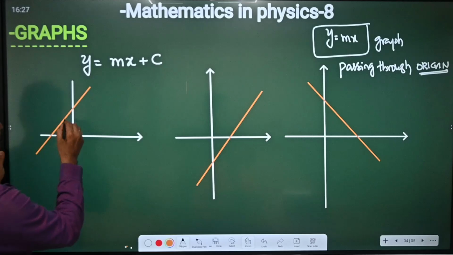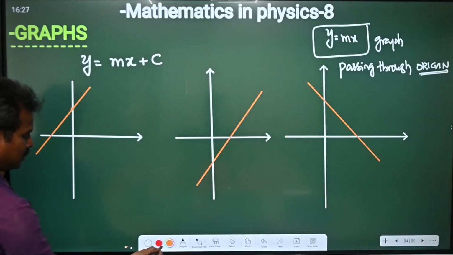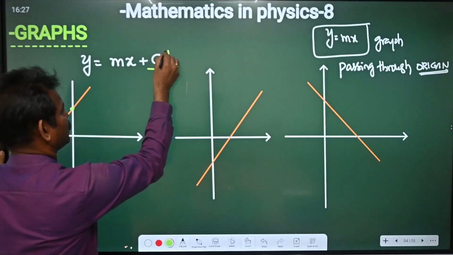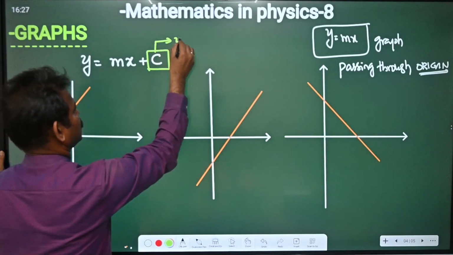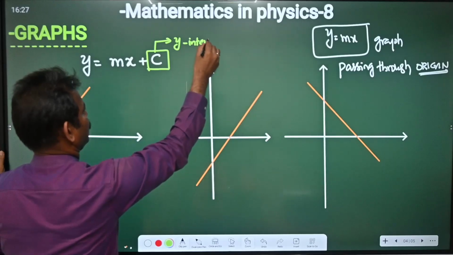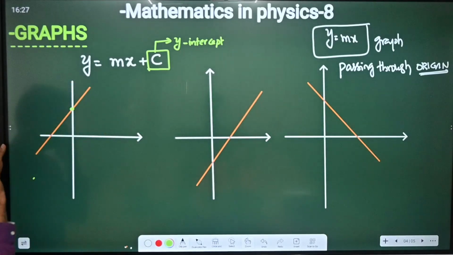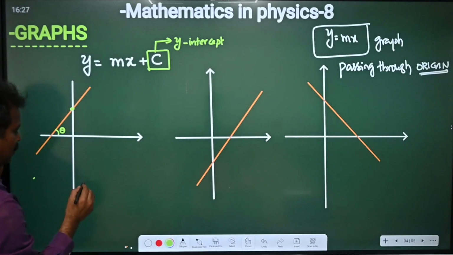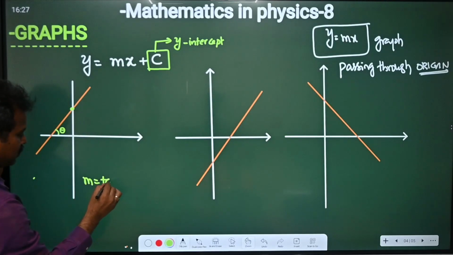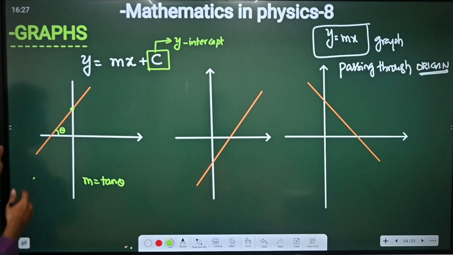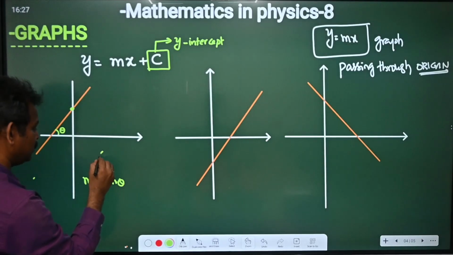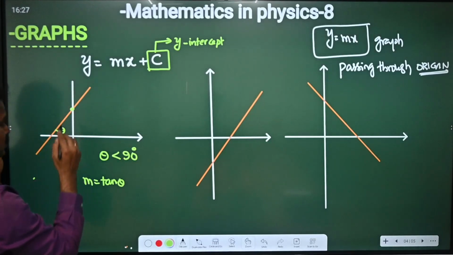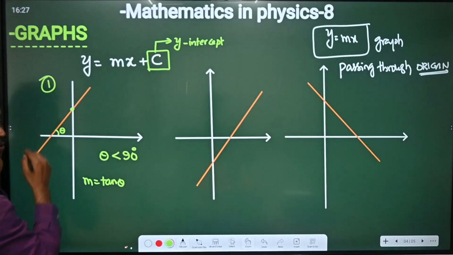The first one, this point is called the intercepting point. So this is the y-intercept. Here the constant is the y-intercept. And what about the slope of this one? We can find out the slope here. This is theta and the slope of this one is tan theta. And by looking at this graph, we can say that theta is less than 90 degrees. So I will take this as the first graph.